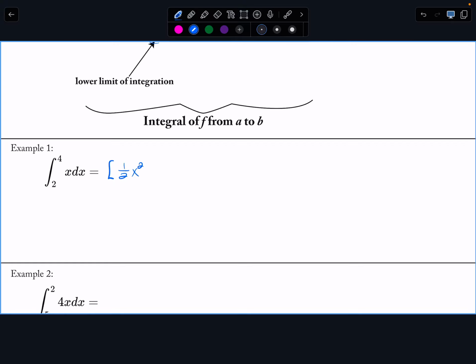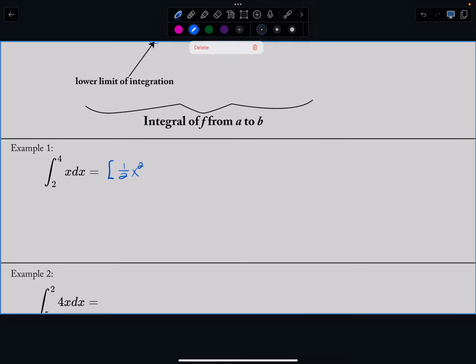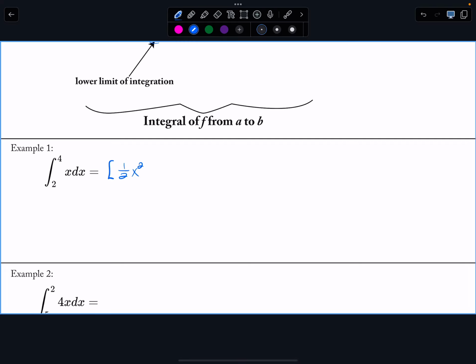The pen's all funky too. It's okay, we'll live with it.